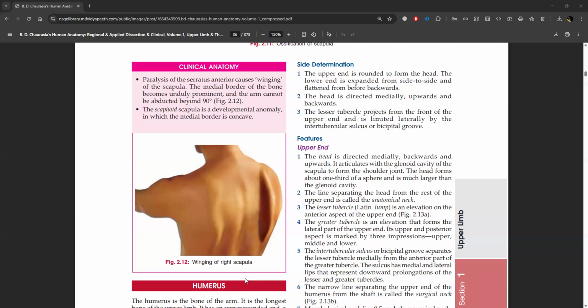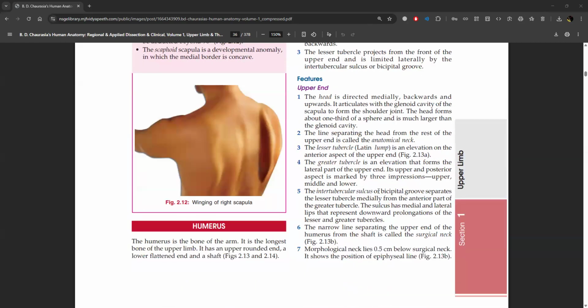Number 2. The head is directed medially, upwards, and backwards. Number 3. The lesser tubercle projects from the front of the upper end and is limited laterally by the intertubercular sulcus or bicipital groove. Features. Upper end. Number 1. The head is directed medially, backwards and upwards. It articulates with the glenoid cavity of the scapula to form the shoulder joint.